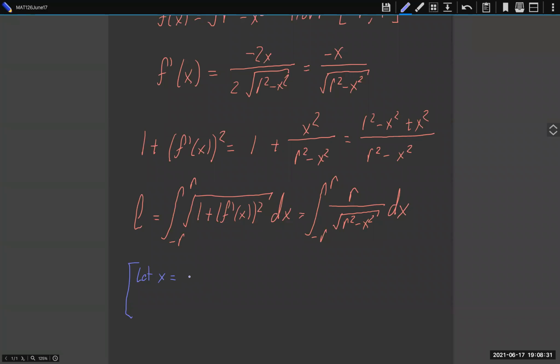Sine of x. Almost. I have r squared minus x squared. Well, sine of u. So what do I need to multiply sine u by to get rid of this r squared? One minus.